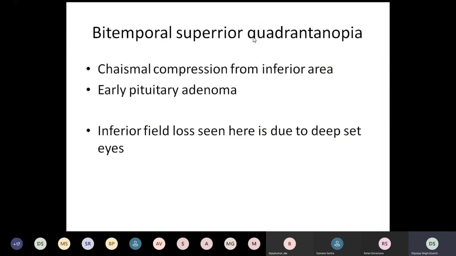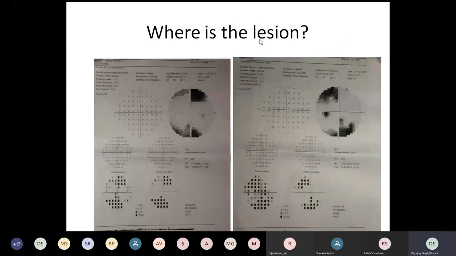So this is actually a bitemporal superior quadrantanopia, which is seen in chiasmal lesions. Early pituitary adenomas can cause this. The inferior field loss here was due to a deep set eye. Remember that sometimes if the eye is deep set, the inferior maxilla may be very prominent and you can get field defects there. So you should know that there are other reasons for field defects other than just problems of the eye alone.